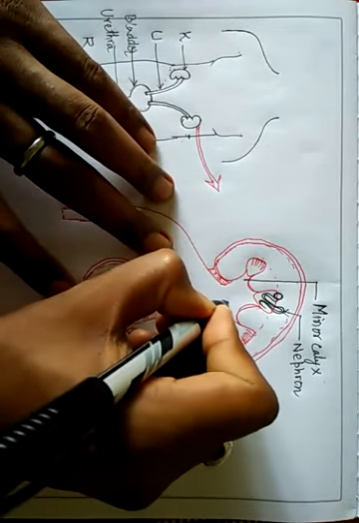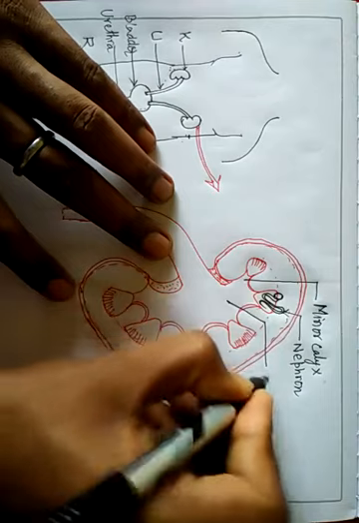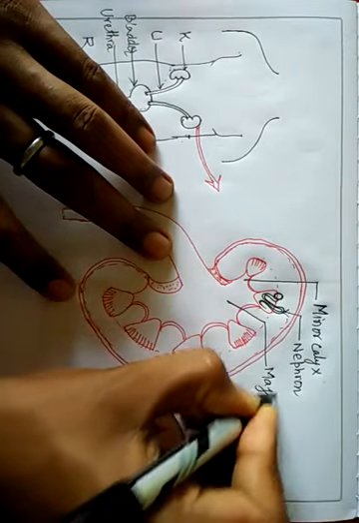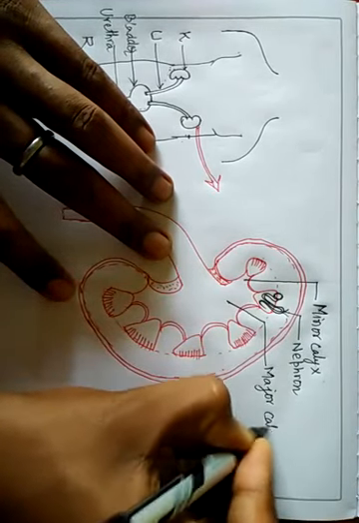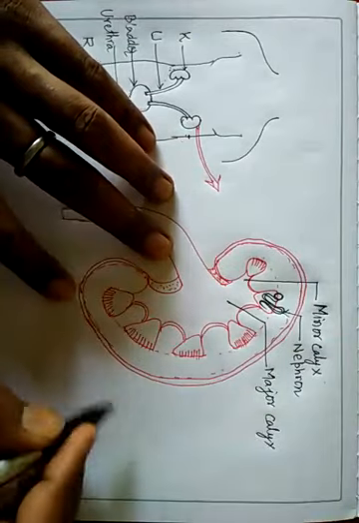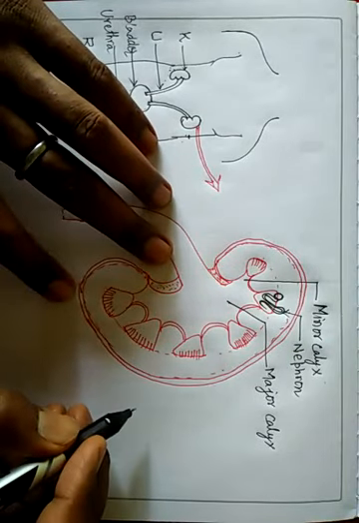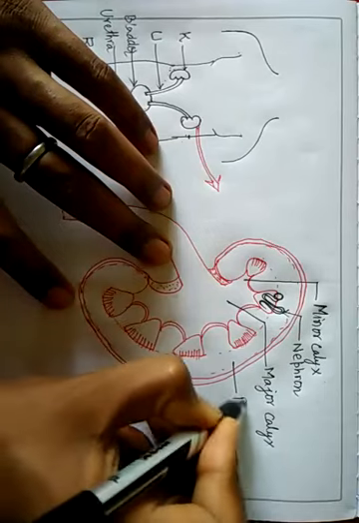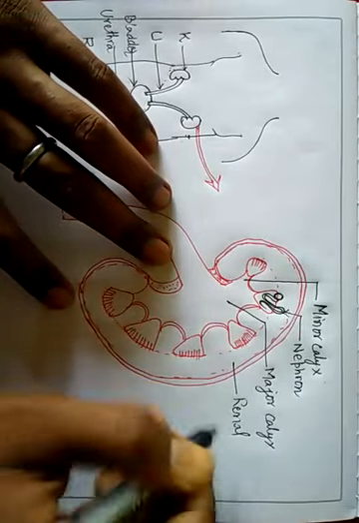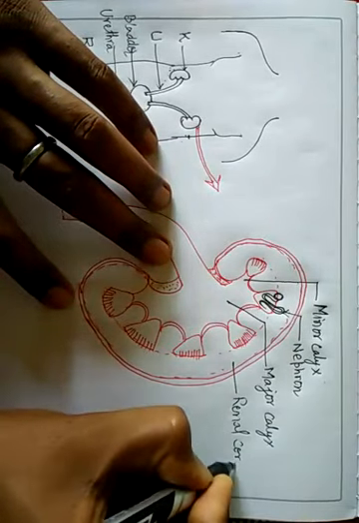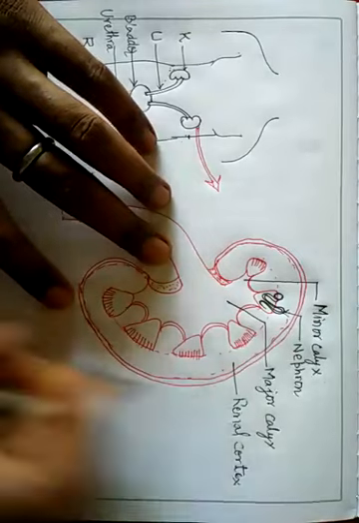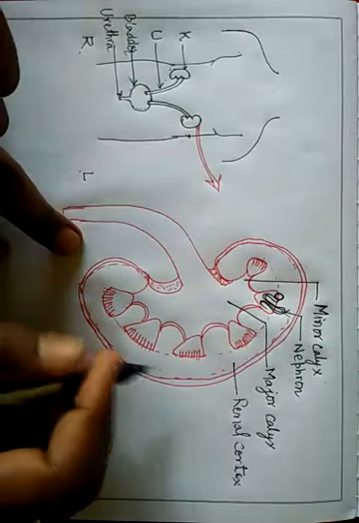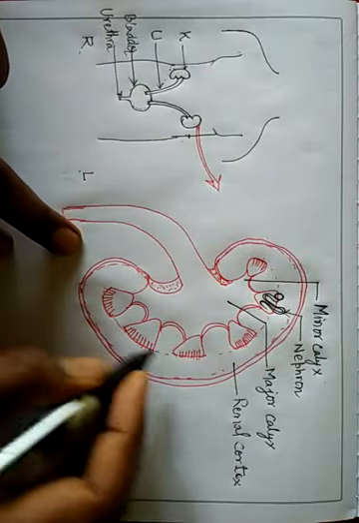This is the major calyx. Name is given major calyx. This is the renal cortex. Renal is the adjective of the kidney. Renal cortex. So the outer part of the kidney is called cortex and the inner part of the kidney is called medulla.